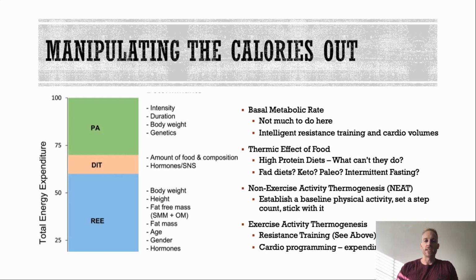Exercise activity thermogenesis, what can we do there? Resistance training is huge. It says C above because resistance training factors in with basal metabolic rate. When you cut out that resistance training on a fat loss diet, what actually happens is you start to lose body weight, but most of that body weight, or too large of a portion of that body weight, is coming from a loss of muscle mass, which will actually cut into your basal metabolic rate and cause an early plateau in your diet.